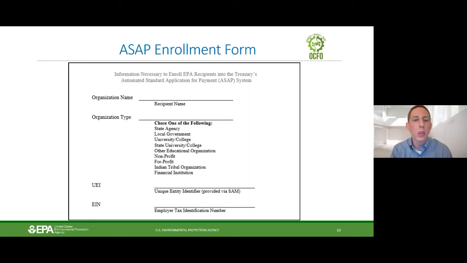This is kind of a blown up view, so that way if you couldn't see in the last slide the details of the form, at the top you can see the recipient's name, the organization type, the UEI, and the EIN.